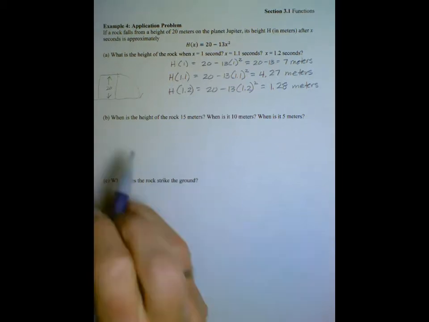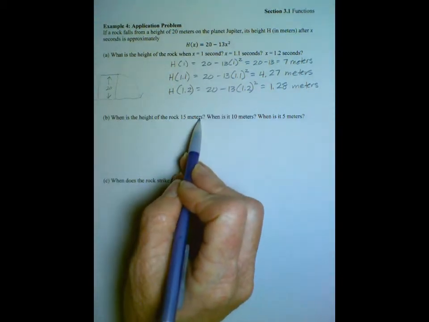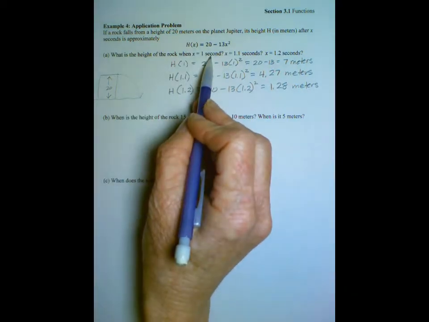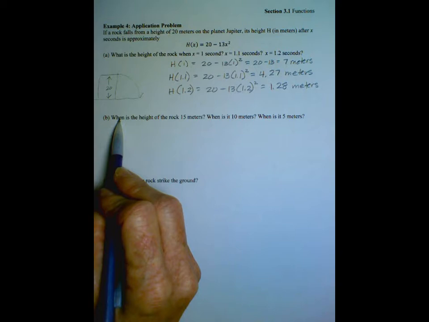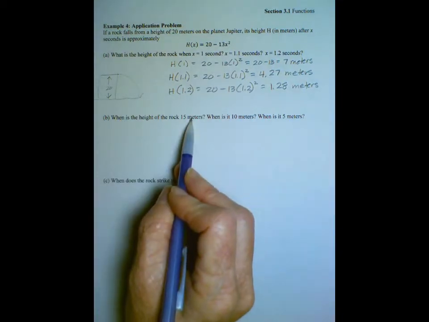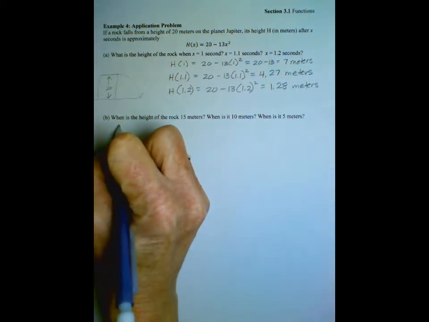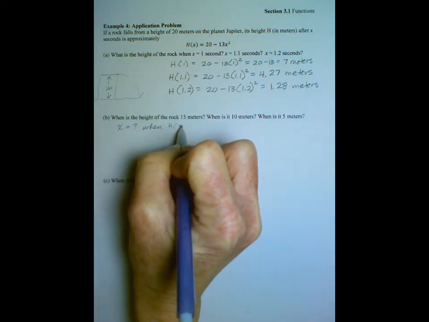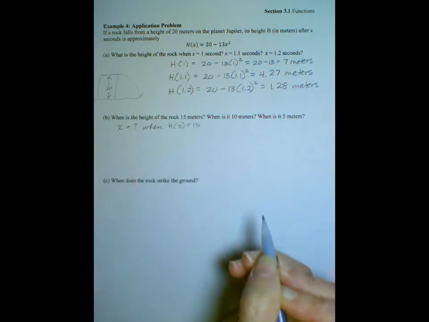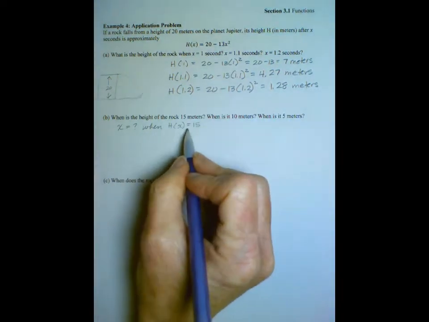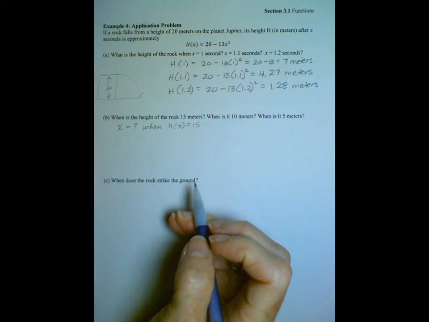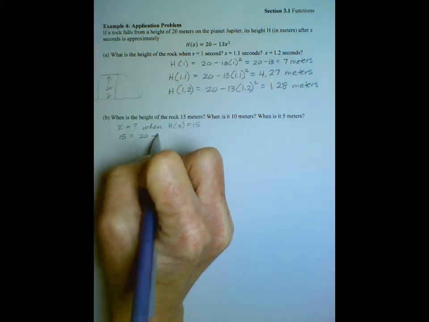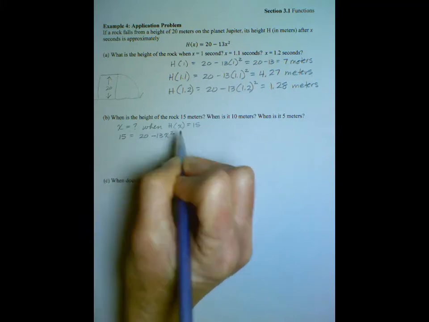Okay, well, when is the height of the rock 15 meters? So in this one, we were finding height. They gave us time. Now they're asking us for time given the height, right? So what this is saying is x is what when h of x is 15? That's the question. If we put in 15 for h of x, what x would that have been? So let's plug that in. 15 equals 20 minus 13x squared.